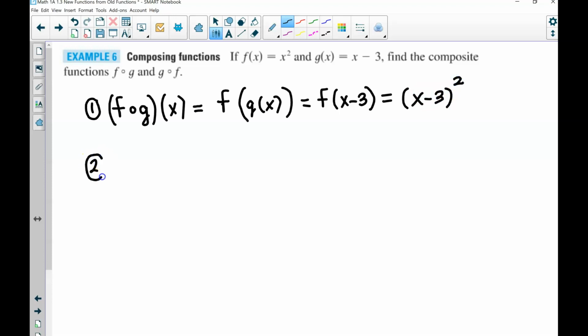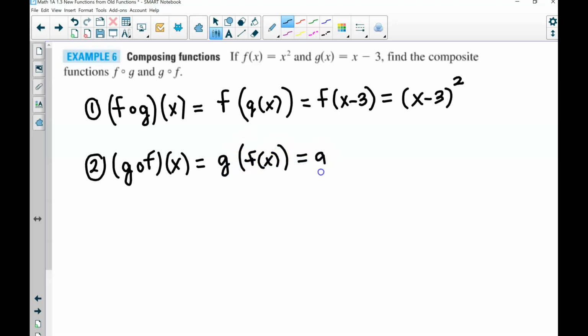And similarly, we want to find the composite function of g composite f of x. And so again, writing down the definition, this becomes g of f of x, where f of x is now the input on the function g. And since we know that f of x is x squared, then we would now substitute the value of x squared into x in the function g of x. So we would get x squared minus 3.